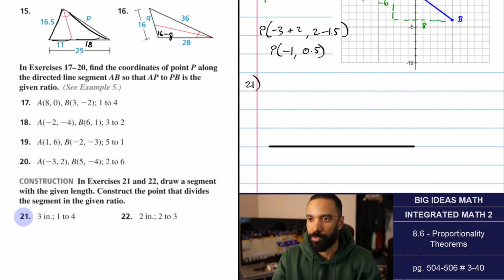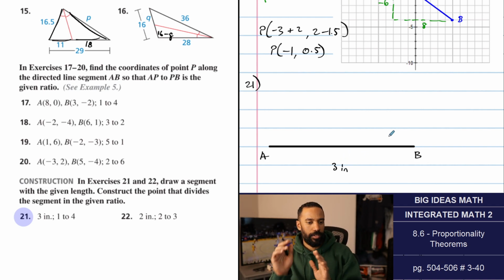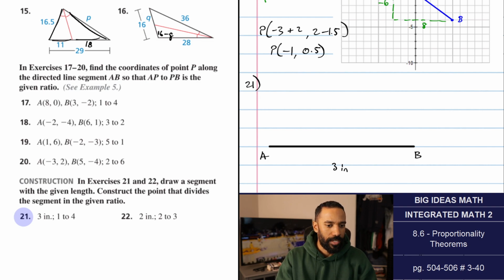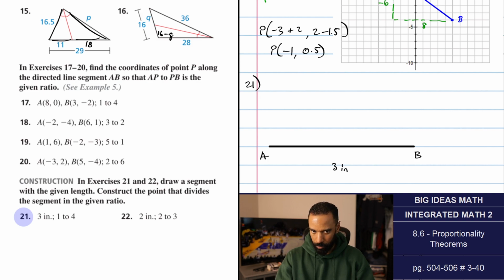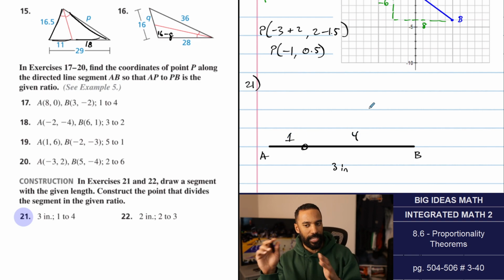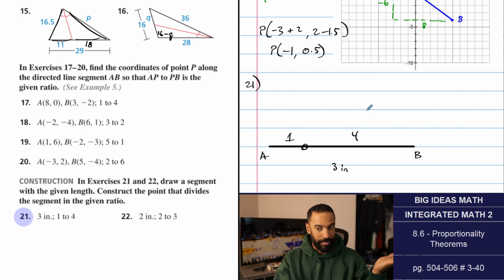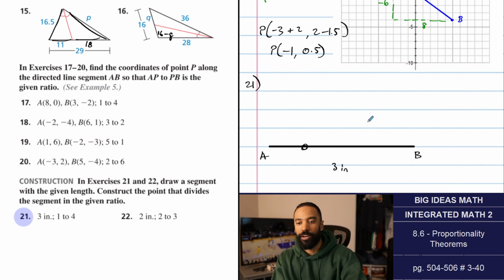Okay, so here's what we're going to do. I'll call this segment length AB, which is 3 inches long. And we're going to separate this in what is it? Construct the point that divides the segment in the given ratio 1:4. I think that means that if this length was 1, then this length is 4 like this. I think it's the same thing that we were looking at before. Okay, anyway. So 1:4 ratio like that.